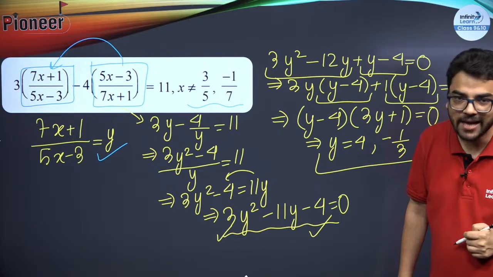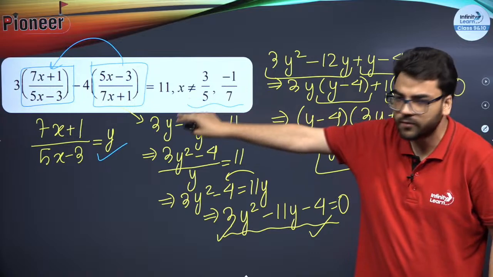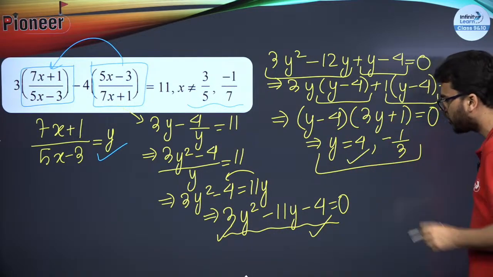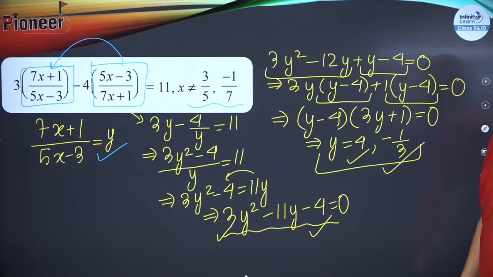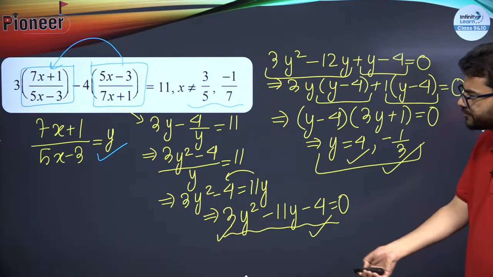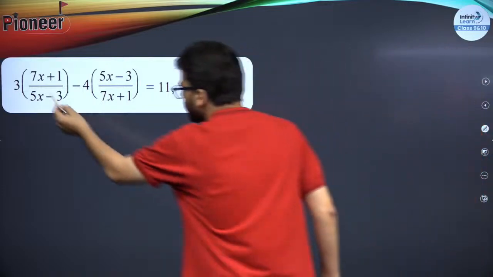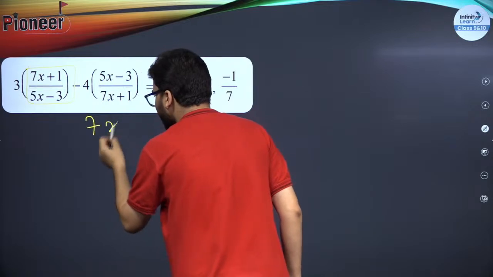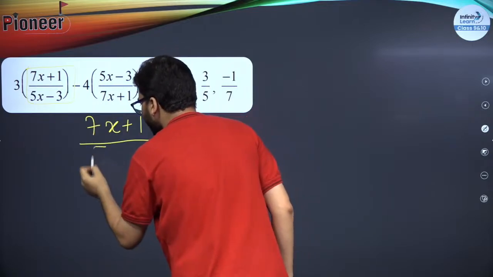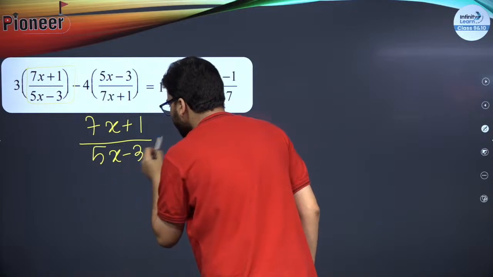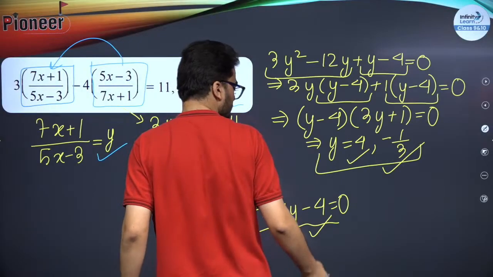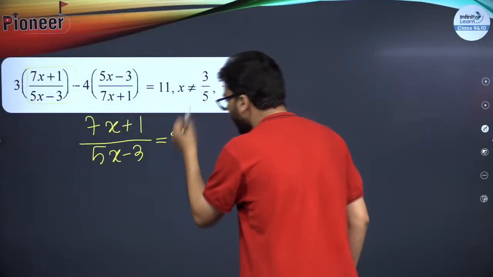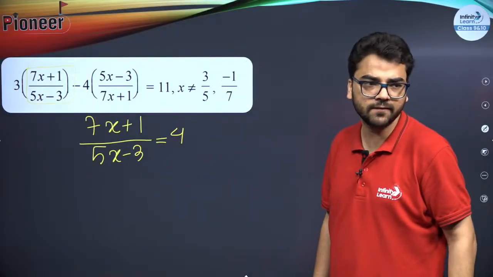But that is not the answer, na. We have to solve this equation for x over here. I hope you understand that. But we have got y is equal to 4 and y is equal to -1/3. And you see over here, we have assumed this thing to be equal to y, right? So can I not say that (7x + 1) divided by (5x - 3), this is equal to what, guys? One value is y equal to 4 we have got. So one value will be 4 over here, correct?